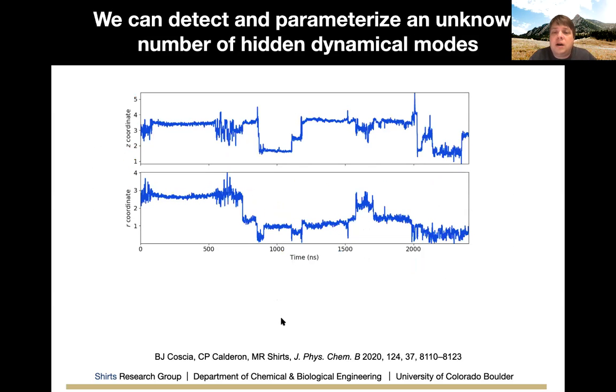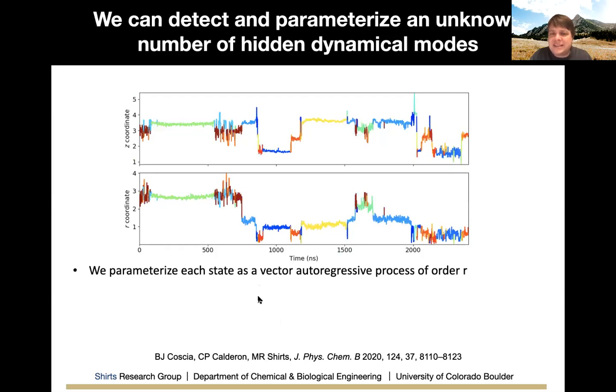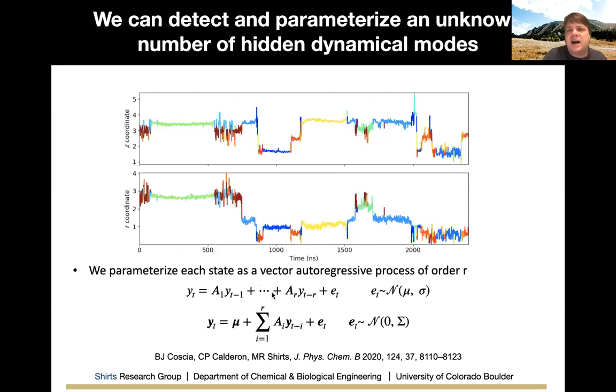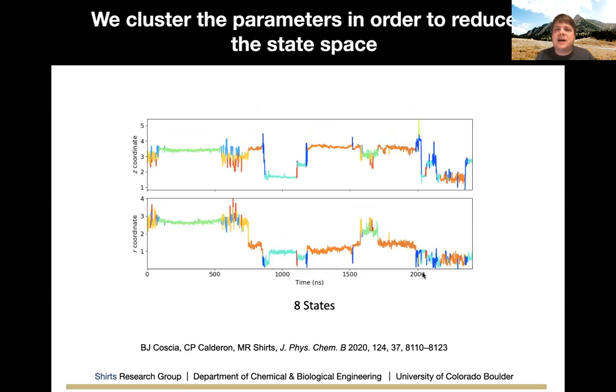So Ben really pioneered a way of fitting these to autoregressive models, where you can detect and parameterize an unknown number of hidden dynamical modes, where you parameterize each state as a vector autoregressive process of order R, and then use Bayesian inference in order to determine how many different models there are and what those parameters are. And then after doing this process, you cluster the parameters in order to reduce the state space. Sometimes there can be hundreds of different states that can be clustered together.